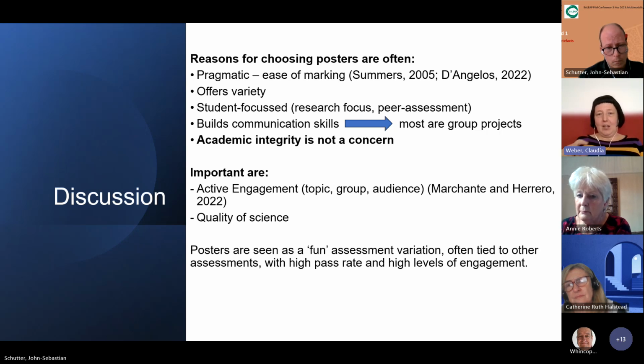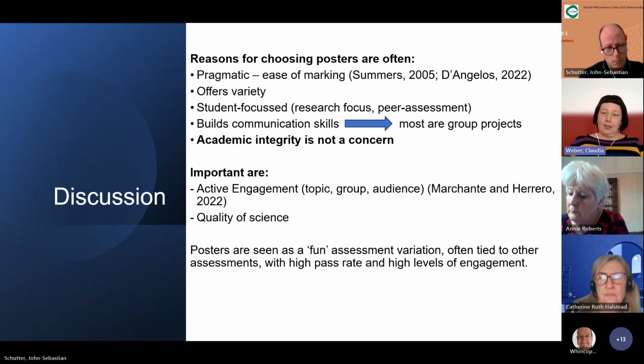So, if you follow me there, it was more important that students engage with the topic, show good quality research, and become involved in the project rather than the issues of plagiarism, which, because of the type of assessment, kind of took care of itself. This is what we have found out so far.